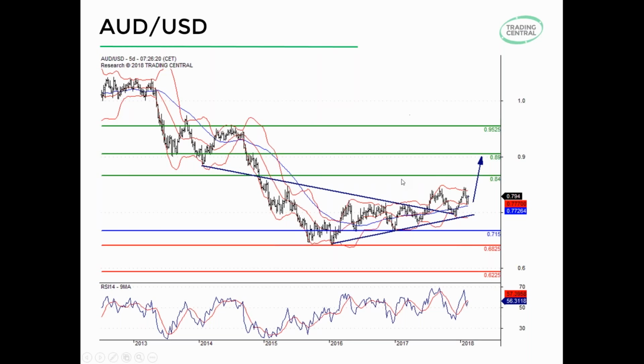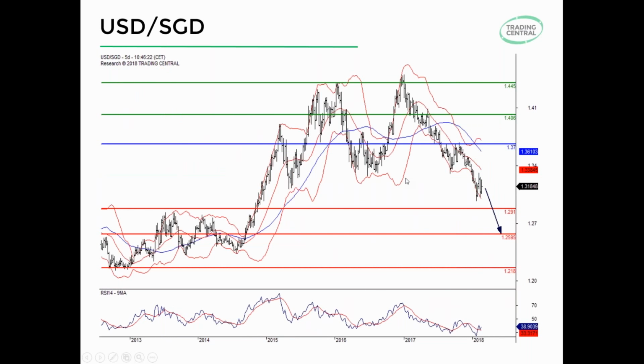Maybe this one you are more familiar with than I am. This is the Singapore dollar, US dollar against the Singapore dollar. Let's say it is very bearish at the moment. You can see there is another technical analysis pattern here: one top and then another top, a double top. It is quite bearish at the moment, and the key resistance is set at 1.37.